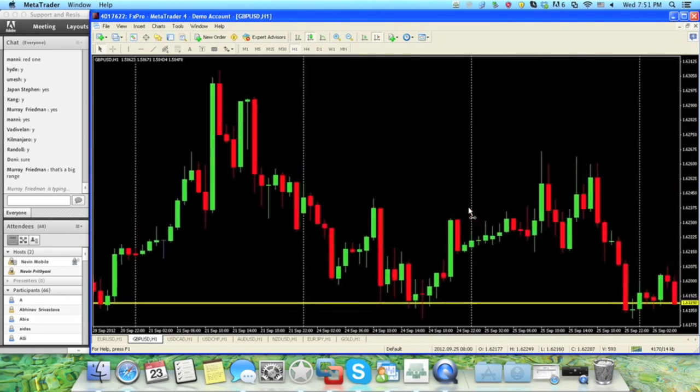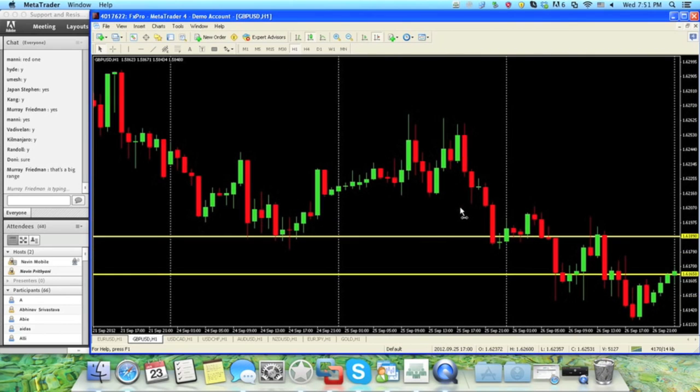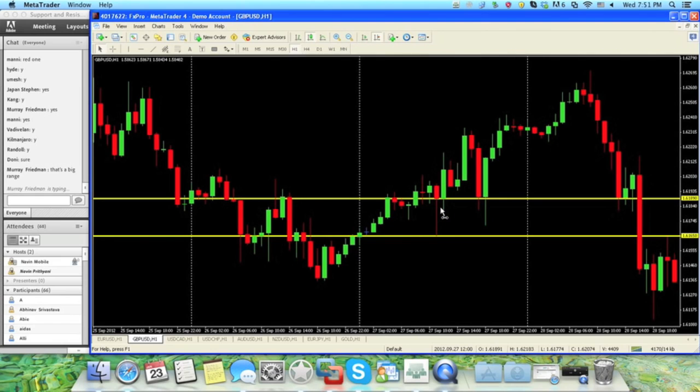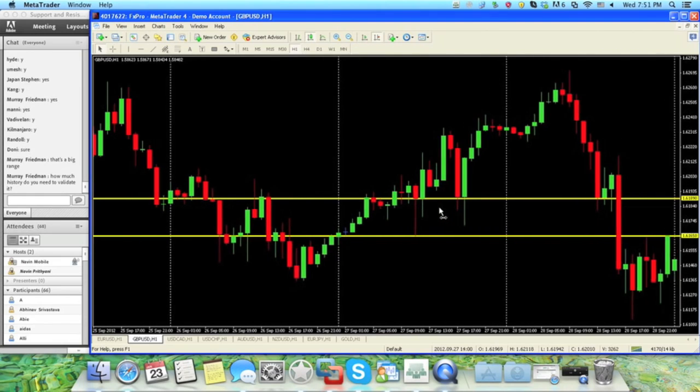So, we come back to the 28th of September, and we're going to discuss one thing. Is this the strongest level of the day? How much history do you need to validate? You don't need much history. As long as you can check and see there is support and resistance from a certain level, you're good. Okay. Now, is this the strongest level?